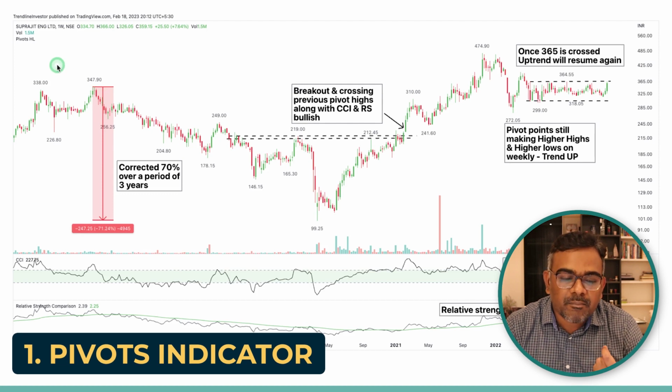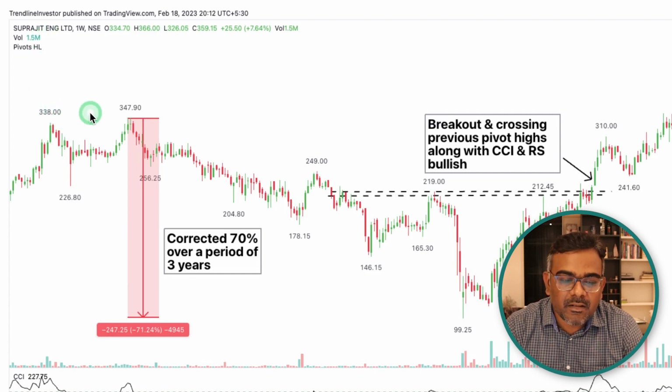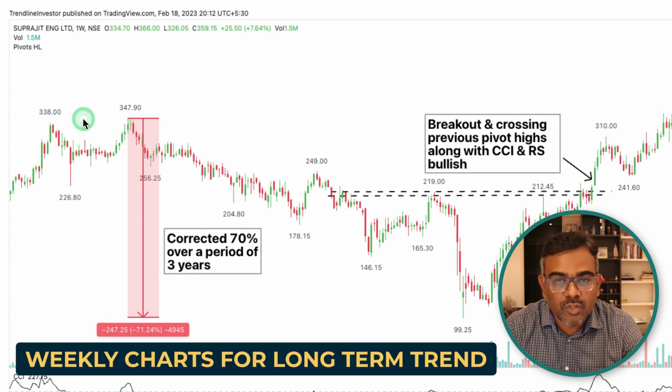Now what are pivots? You can use this Pivots HL indicator on TradingView. If you just search on TradingView, you'll get this indicator very quickly. I'll probably make a separate video on how to do that. But for now, once you plot the indicator, you will see some numbers plotted. Now, this is a weekly chart. Always switch to weekly charts if you want to ride long-term trends.